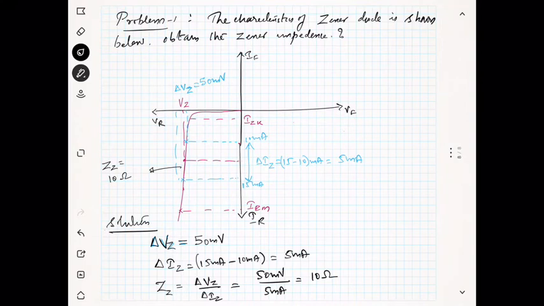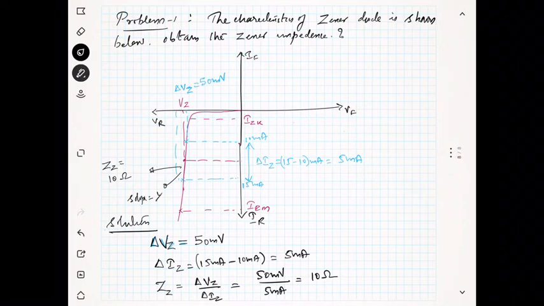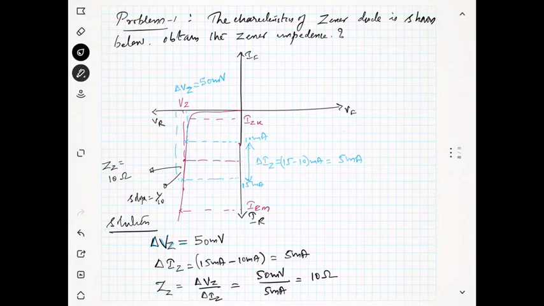Okay, so the slope of this curve is equal to 1 by 10. Okay, slope is equal to 1 by 10. Now we will see another problem.